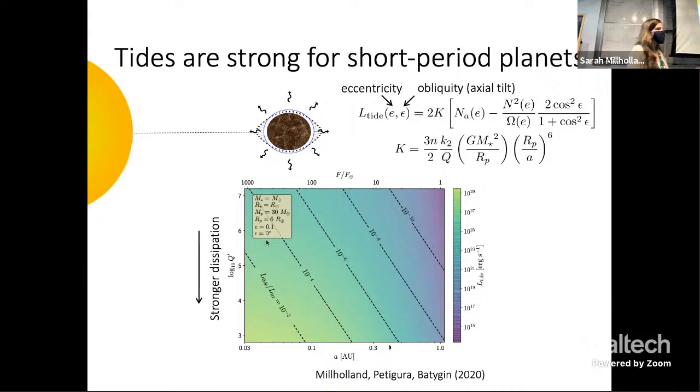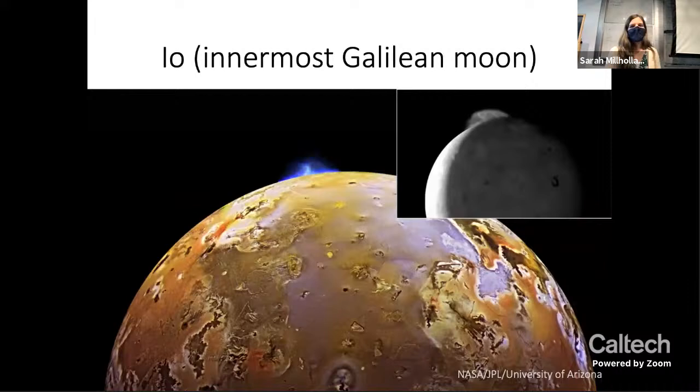of the planet. So in order to talk more about the origin and dependence of these eccentricity and obliquity components to the tidal luminosity, it's helpful to put this into a broader framework that we might be a little bit more familiar with. To do that, it's helpful to talk about one of the best examples of tidal heating that we have in our own solar system.